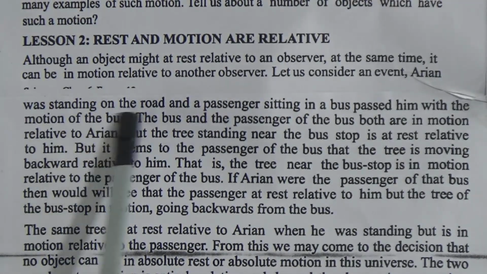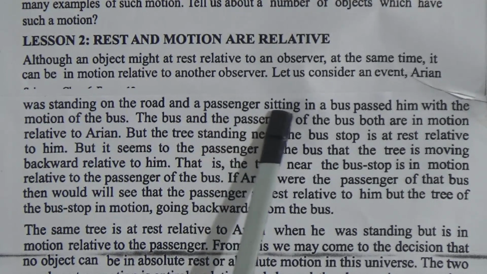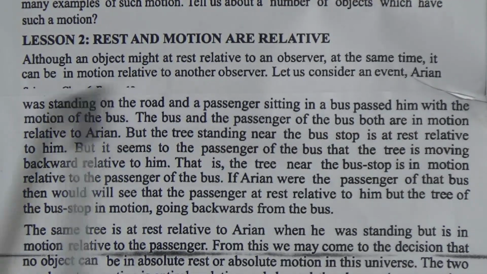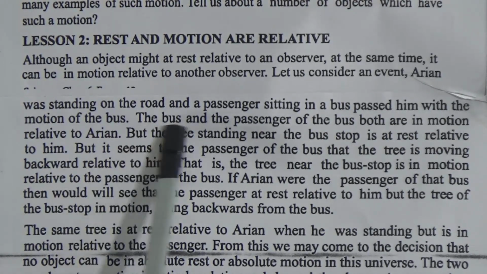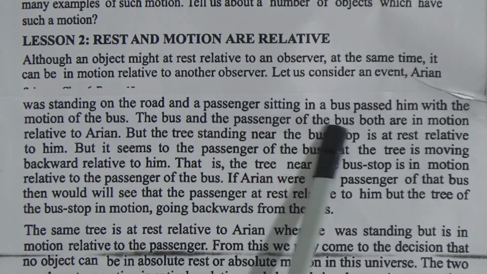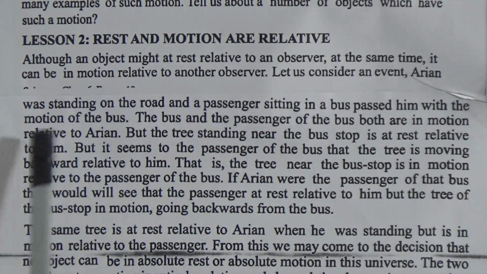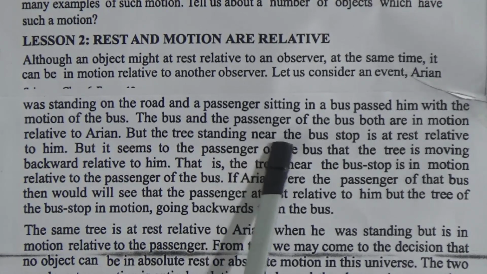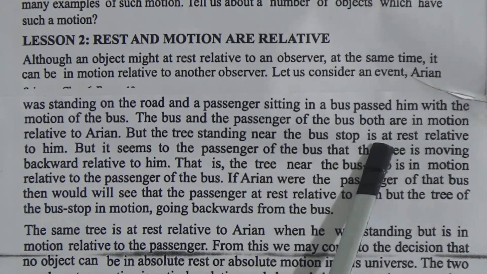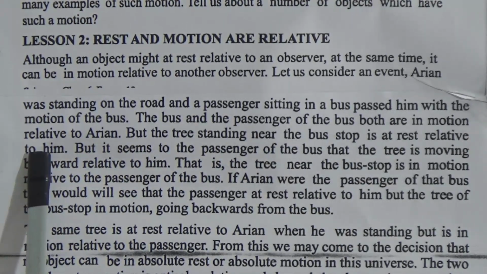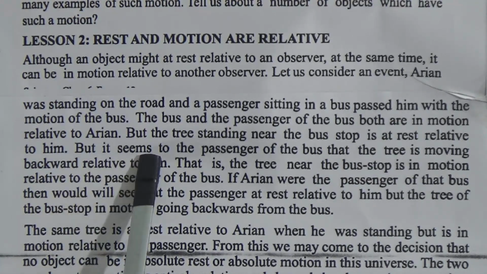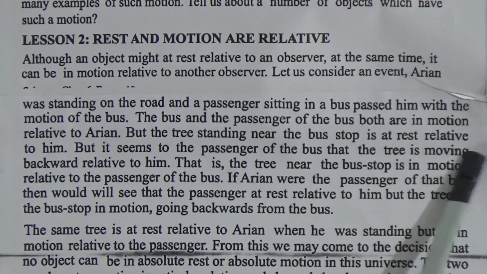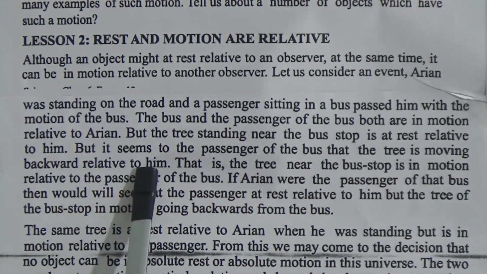Aryan was standing on the road and passengers sitting on a bus passed him with the motion of the bus. The bus and the passengers of the bus both are in motion related to Aryan, but the tree standing near the bus stop is at rest related to him. But it seems to the passenger of the bus that the tree is moving backwards related to him.